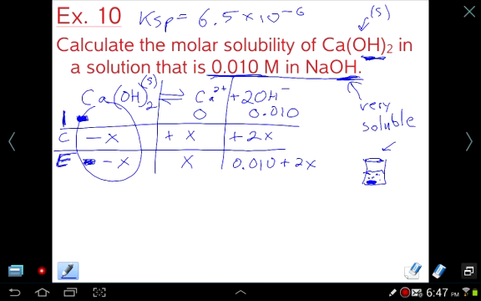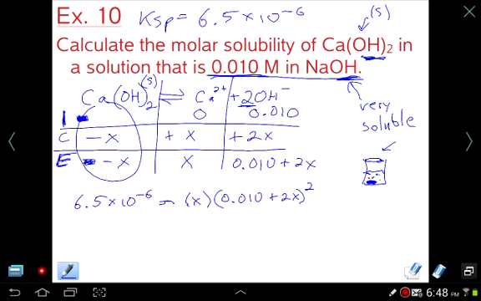Let's go ahead and set this up to solve for x, and we have 6.5 times 10 to the negative 6th equals x multiplied by 0.010 plus 2x quantity squared. We'll have to square this still because of this 2. So these icebox calculations come back to chapter 15 where we considered the coefficients. So this is a little more complex.